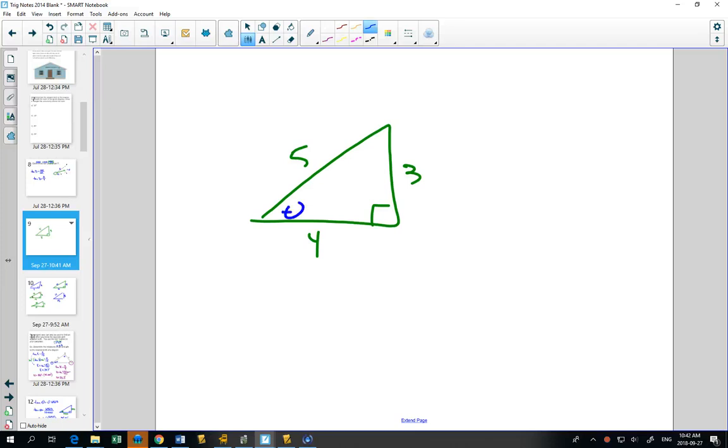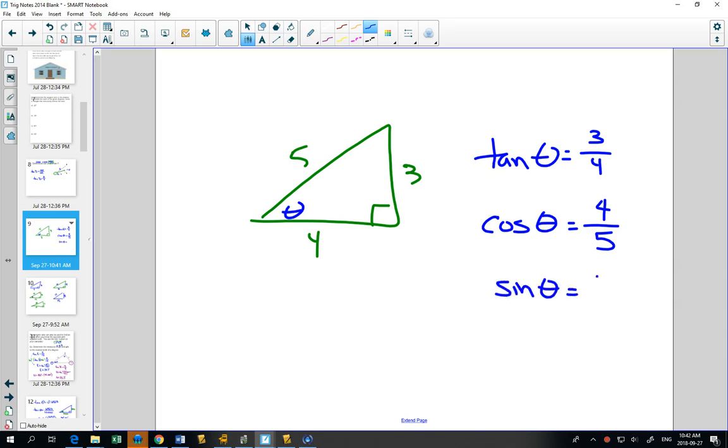If I put theta in here, by definition, tan of theta is 3 over 4. By definition, cos of theta will be 4 over 5. And by definition, sine of theta will be 3 over 5. If you do tan inverse of 3 over 4, or cos inverse of 4 over 5, or sine inverse of 3 over 5, your calculator has all of those values memorized to be that same angle. And it will tell you what that angle is.